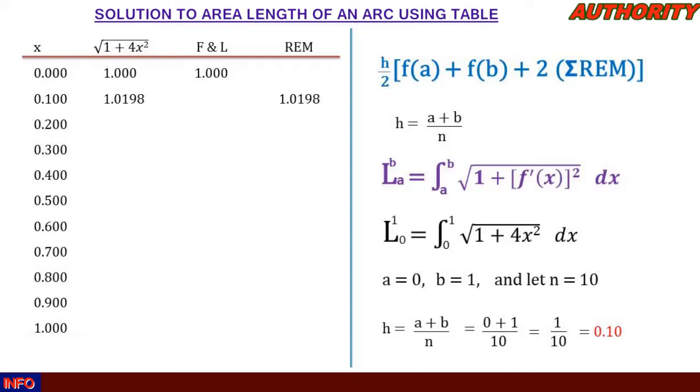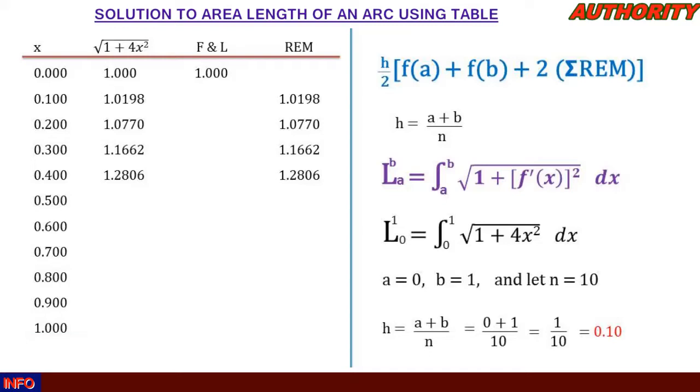0.200. In the place of x in square root of 1 plus 4x squared, let's replace x with 0.2. So when we do so, we're going to have 1.0770. We also write the same in the remainder side. When we input 0.3 in the function in place of x, it's going to give us 1.1662. We also write it in the remainder side. We go again, 0.4. It's going to give us 1.2806. We also write the same in the remainder side.